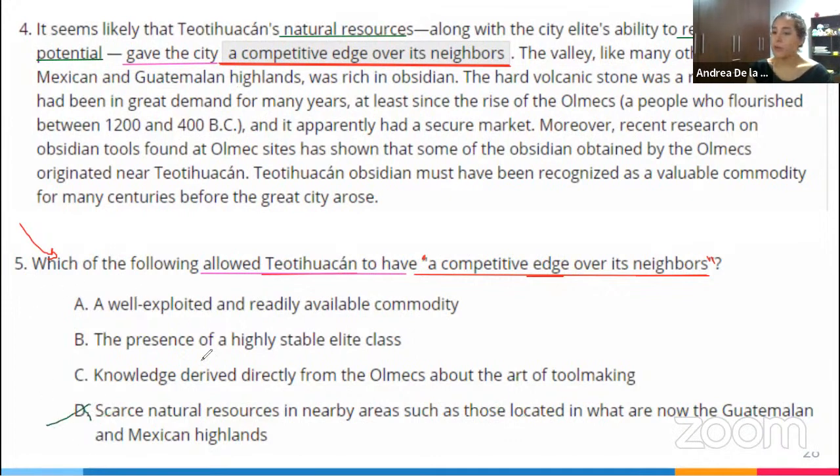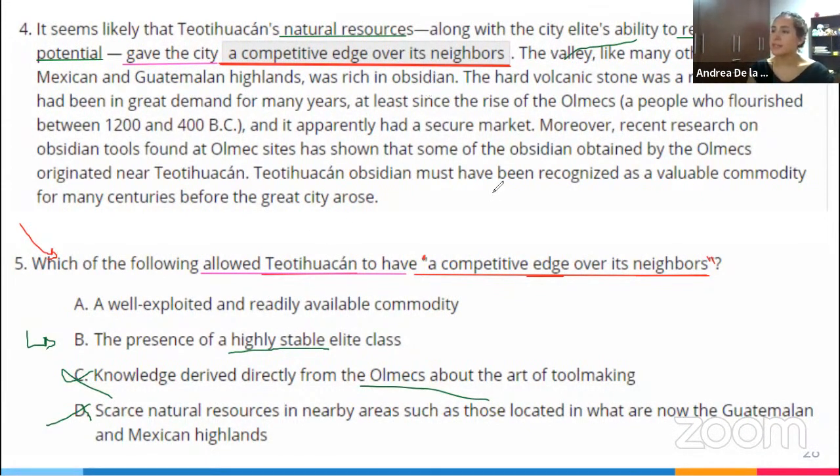If we start looking at the other ones, C has nothing to do with what we're looking for. The Olmecs' toolmaking, not related. B is also very tempting because it contains partially the answer, right? The elite class. You're going to see the elite class and think, yeah, they said the elite class is related. But let's double check the information. It says a highly stable elite class. Do we know that they were stable? We don't. Do they say that? They don't. Maybe you can draw the conclusion that they were stable, but we don't know for sure because they don't say.